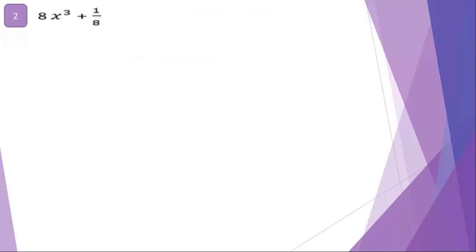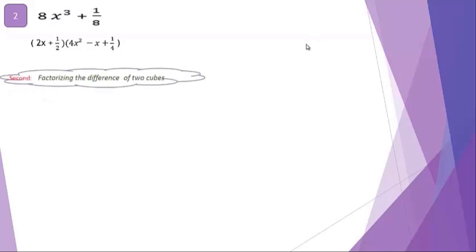The second expression, 8x cubed plus 1 divided by 8. After that, the big bracket: square the first term, 4x squared, and change the sign plus b negative, and we multiply the first term times the second term equal x, plus the square of the half, equal 1 divided by 4.